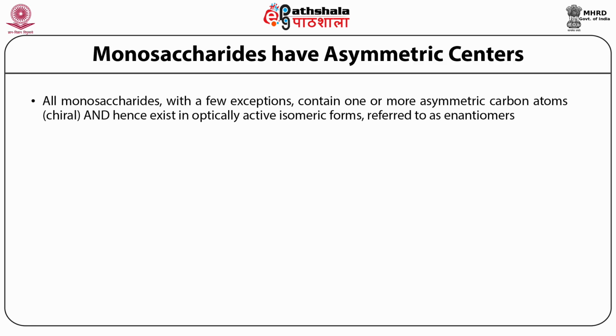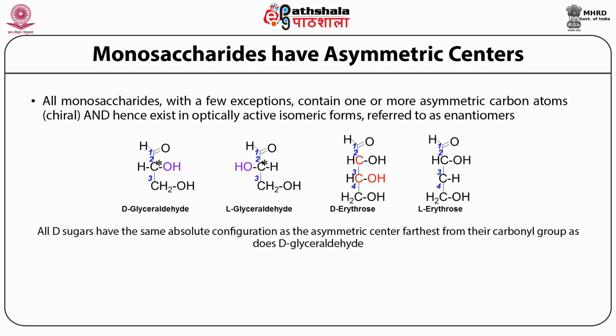So all monosaccharides, with a few exceptions like dihydroxyacetone phosphate, contain one or more asymmetric carbon atoms, which are also called chiral carbon atoms, and hence exist in optically active isomeric forms, which are called enantiomers. So you can see the structures of two different sugar molecules depicted here, and there are two designations of each of the sugar molecules. You see that there's a D-glyceraldehyde and an L-glyceraldehyde. Similarly, there's a D-erythrose and an L-erythrose.